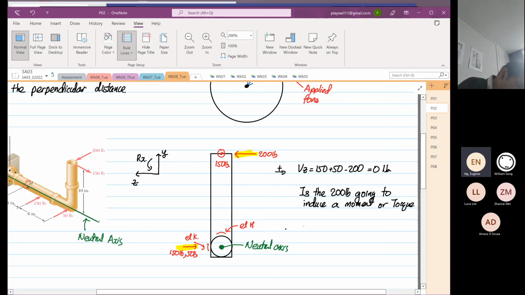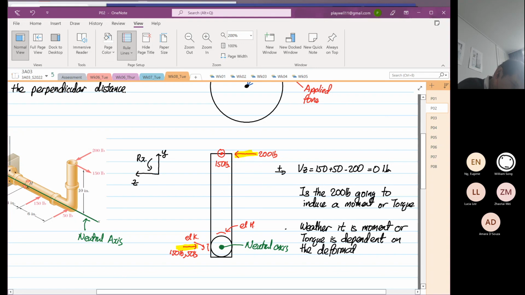Let me write this out. Whether it is moment or torque is dependent on the deformation pattern of the neutral axis.